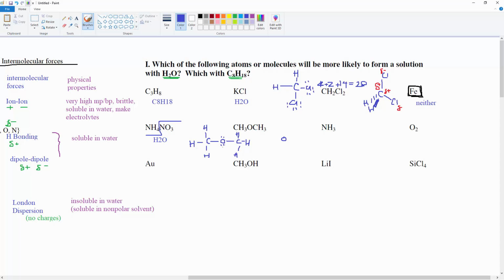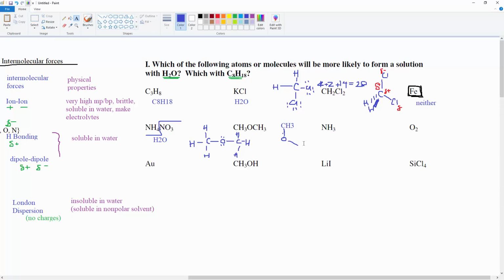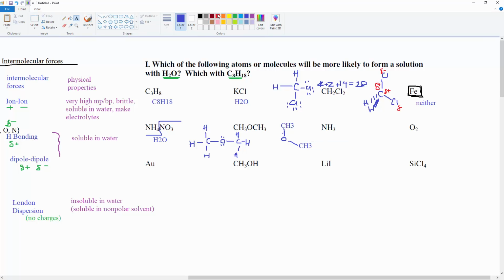But because this has 4 electron sets, the oxygen in the middle has 2 lone pairs and 2 single bonds. That means that it is bent, right? So we've got the CH3 up here and the CH3 down here. A little bit clearer. And the CO bonds are polar, right? Oxygen is 3.5 and carbon is 2.5. So we have a little polarity going on between the C's and the O's.